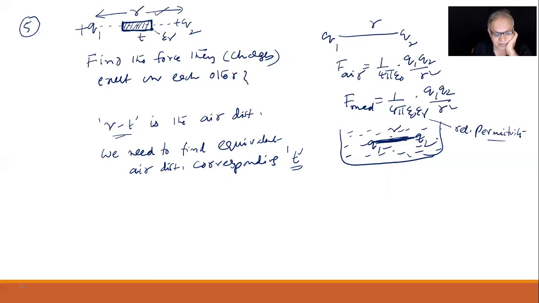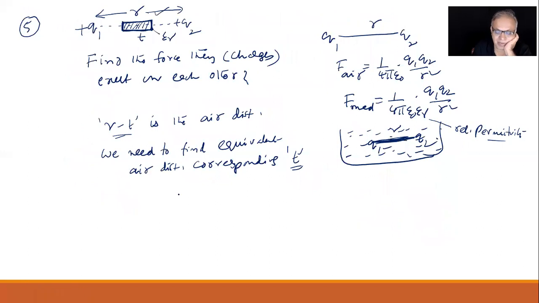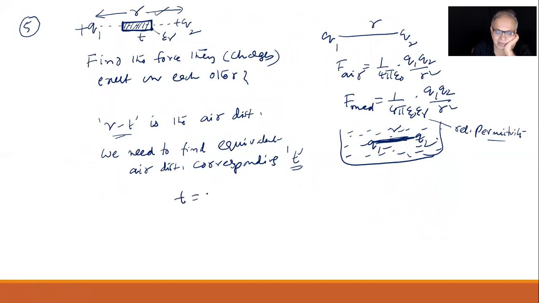So if I use the previous one, what will I get? R medium, that is T, how much? What should I write from the previous one? Look at this: R air by root of epsilon R. So R air equivalent is root of epsilon R into T.